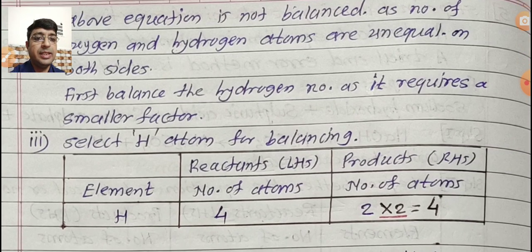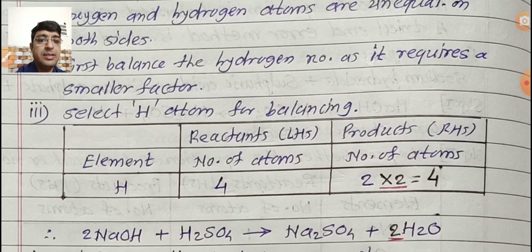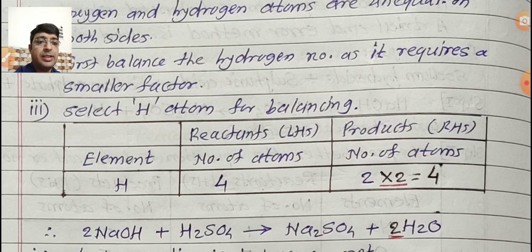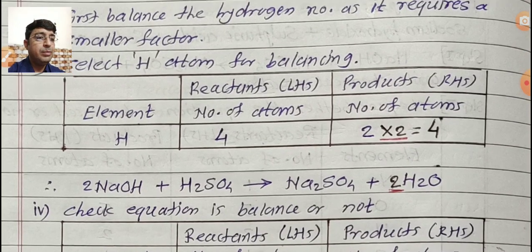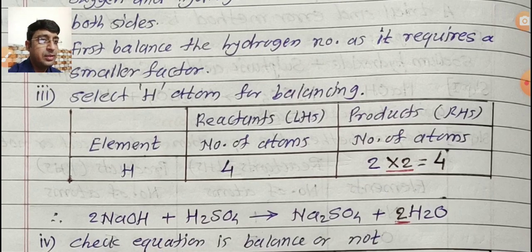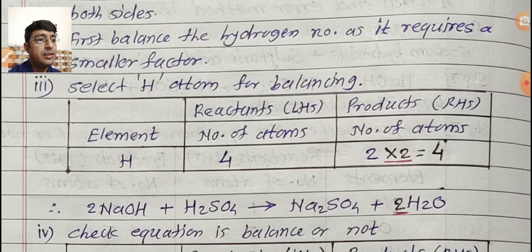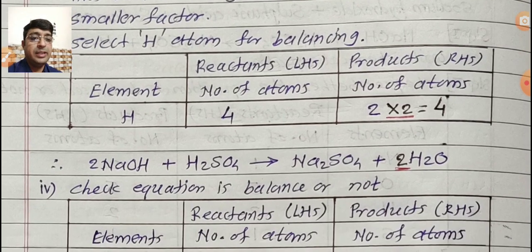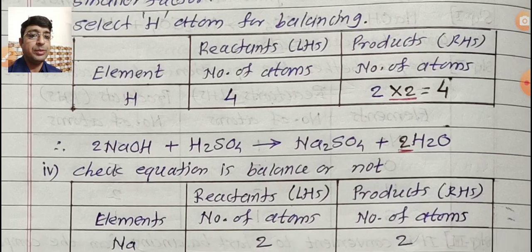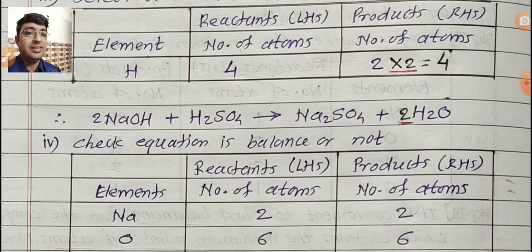So sub-step number 3. Select the hydrogen atom for balancing. Check there, element hydrogen. Reactant side number of atoms 4, but on the product side number of atoms 2. So 2 multiplied by 2 is equal to 4. So hydrogen is balanced. Where do we multiply? On the product side for the hydrogen. Where is the hydrogen present on the product side? In water, H2O. So we multiply that compound by 2. We write the equation again: 2NaOH plus H2SO4, then to form Na2SO4 sodium sulfate plus 2 water molecules. Again check whether the equation is balanced or not. This is the fourth sub-step.